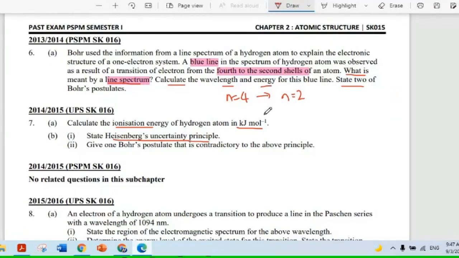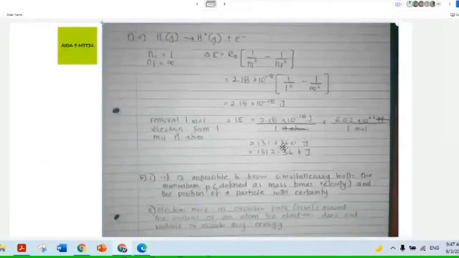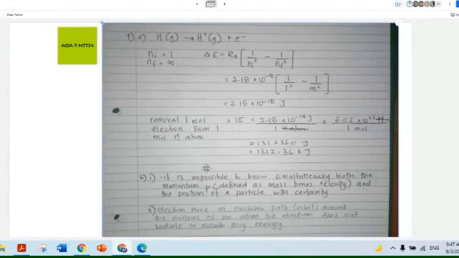Kilojoule per mole. Tengok, pada mole. Jadi you memang sudah hilang 1 markah, kerana soalan memang dah insist. Memang pun dalam kilojoule per mole. Okay, so that's why ada capai akhir sini akan tolak markah dah. Be careful. Okay, for the question number 2, right?